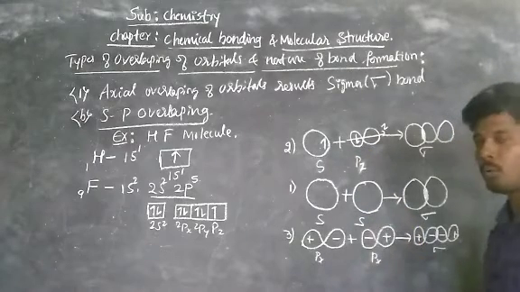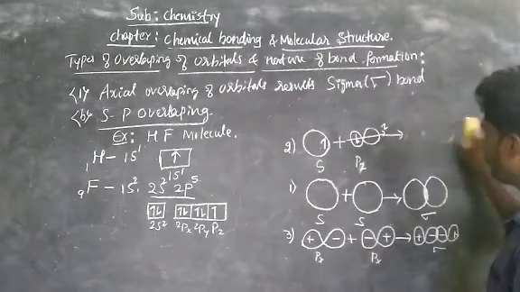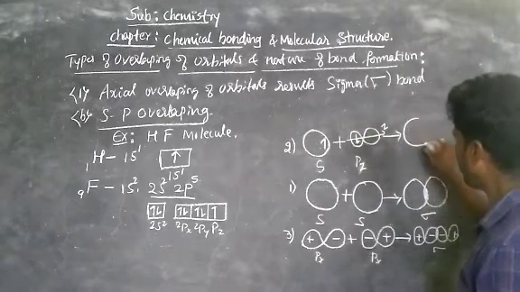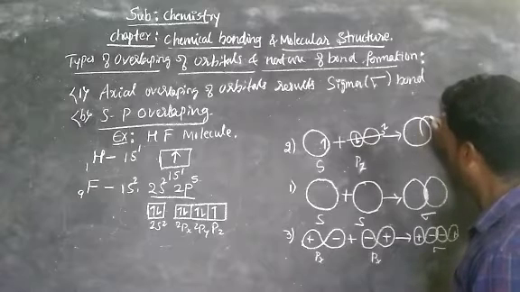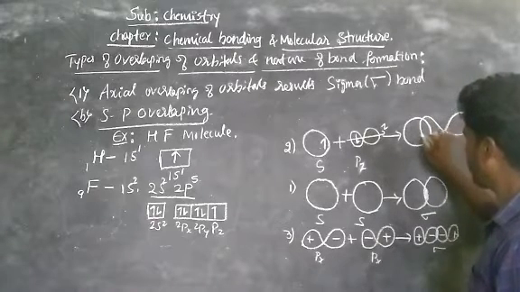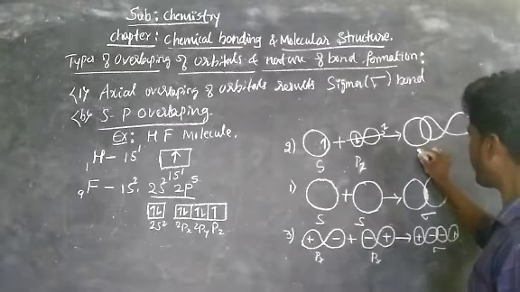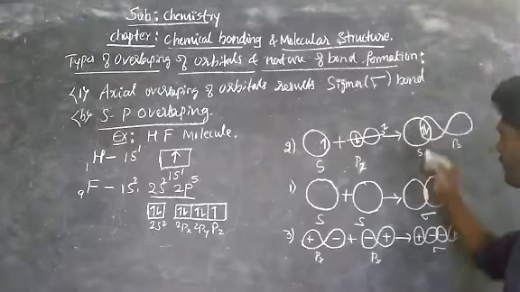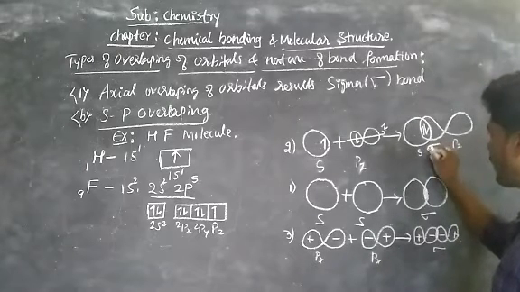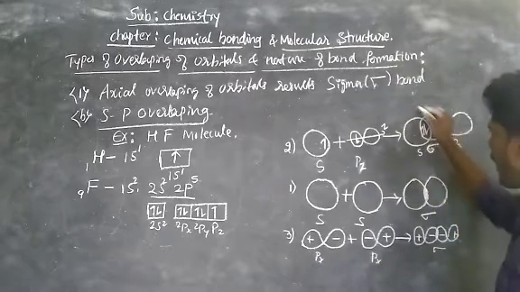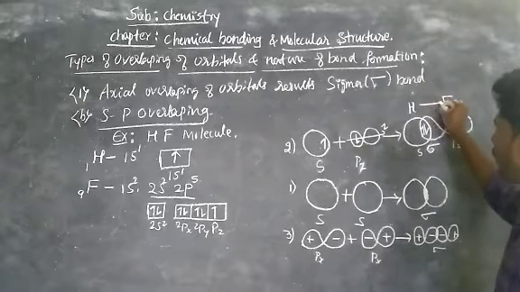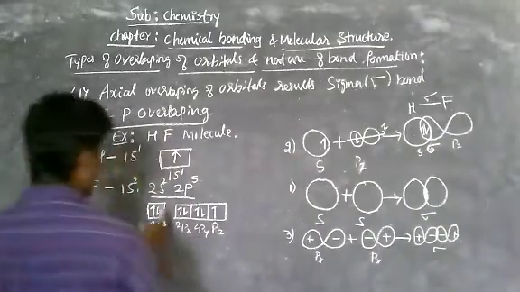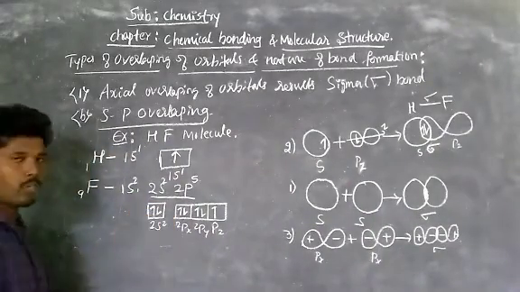Now these two start to overlap to form the sigma bond. Observe how they are overlapping. The s orbital and the p orbital. This is s and this is pz. Here the electrons are overlapping. One is up spin and one is down spin. This results in the formation of what? Sigma bond. Like that, hydrogen and fluorine make a bond. This bond we call a sigma bond. Got it? This is s and p orbital overlapping and results in the formation of a sigma bond.